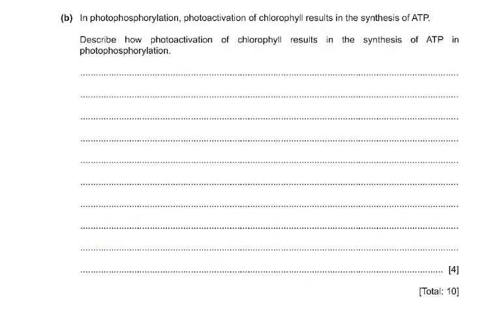Now coming to the B part of the question. In photophosphorylation, photoactivation of chlorophyll results in the synthesis of ATP. Describe how the photoactivation of chlorophyll results in the synthesis of ATP in photophosphorylation. So electrons are excited, electrons travel along the ETC and energy is released. This energy is used to pump hydrogen ions into the thylakoid space. Increased concentration of hydrogen protons in the thylakoid space creates a proton gradient. Then the protons diffuse through the ATP synthase into the stroma, and this is chemiosmosis.